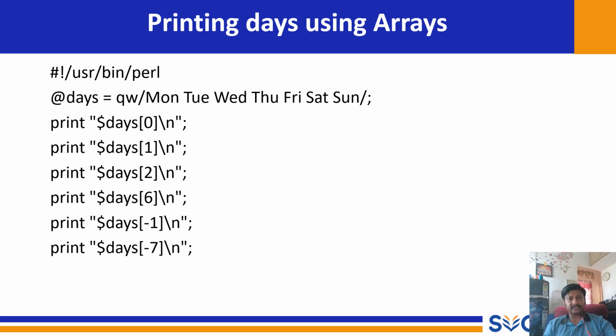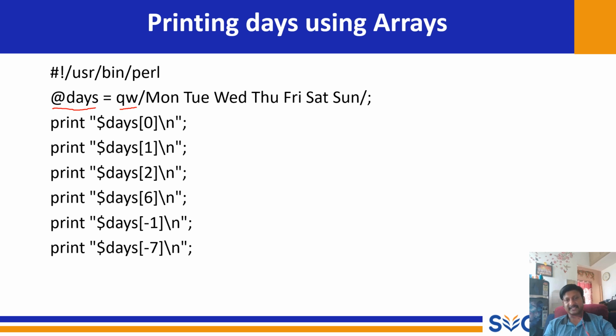In this example, you can find your days is an array variable, but here I'm not using open and close brackets. Instead, I'm using the qw operator. You know what is qw? It is a quote-word operator. These come under quote-like operators. So in the quote-word operator, you can give a slash, and you can give each and every scalar.